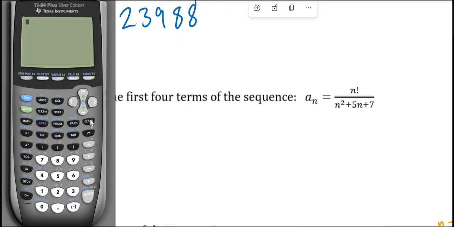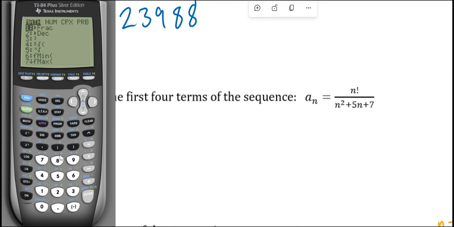Number 39, what I might do is make a list on my calculator of the entries 1, 2, 3, and 4. Let's store this in our calculator as a list. So second one to give me list 1. And now what I could do is say, what are the elements in that list, factorialed, so my factorial is over here, divided by, let's put this whole thing in parentheses, the elements of that list squared, plus 5 times each element of the list, plus 7, and that will spit out some stuff.